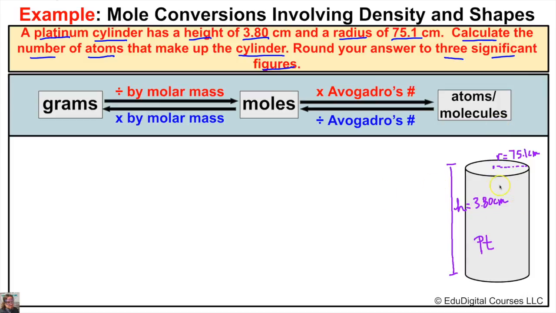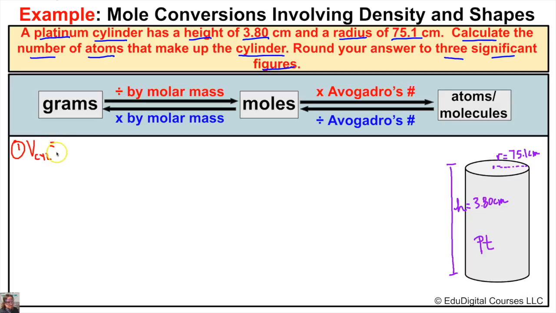So we have a platinum cylinder here. We know its radius is 75.1 centimeters, and we know its height is 3.80 centimeters. And what we have to do is figure out the number of atoms that make up this platinum cylinder. So how are we going to do that? Well, we know the radius and the height of this cylinder. And so in our very first step, we can find the volume of this cylinder using the volume of a cylinder formula.